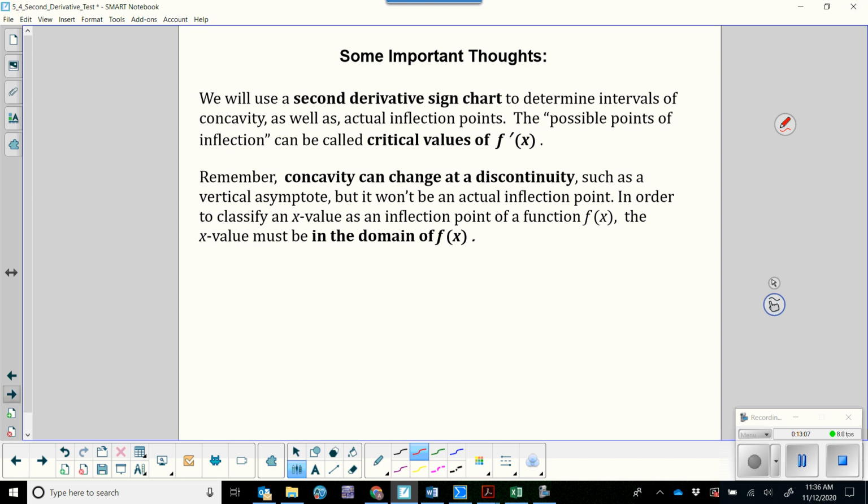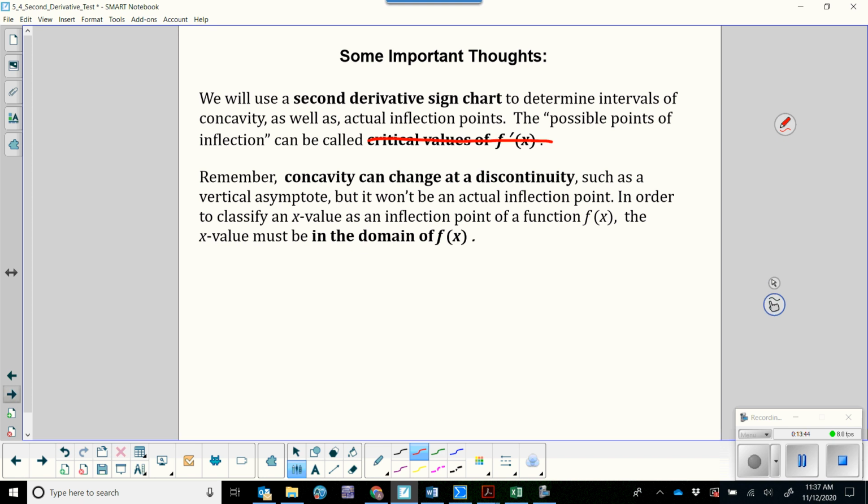A couple of things that we do: these are possible points of inflection. I don't want you to call them critical values of f prime, because when they ask you for critical values, it's first derivative 0 or undefined, and that's it. So you really just list possible points of inflection, which is safer, because if you use critical values, you're going to think both of them are those, and that's not it. When you're asked for critical points, it's the first derivative, 0 or undefined.